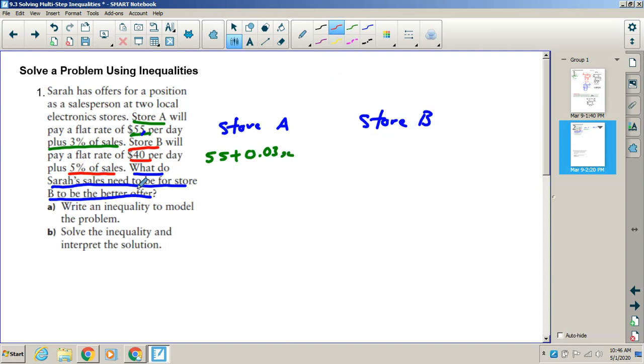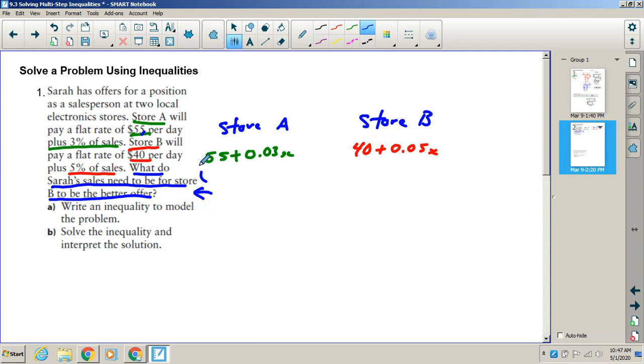For store B, I write a similar statement, but in store B, she's making $40 for walking through the door, plus 5% of her sales, so it's 0.05 times whatever she sells. So that's how she makes money at store A, and this is how she makes money at store B. The question asks, what do Sarah's sales need to be for store B to be the better offer?